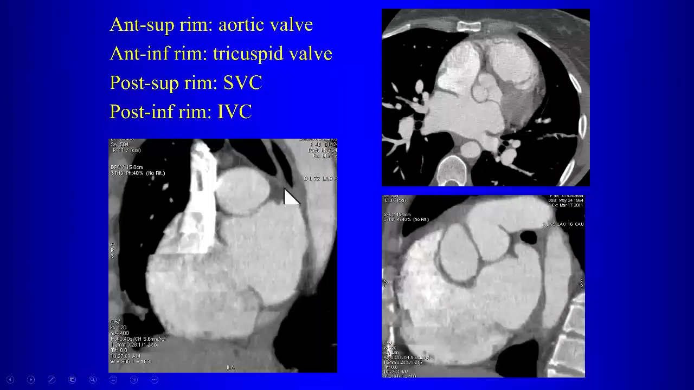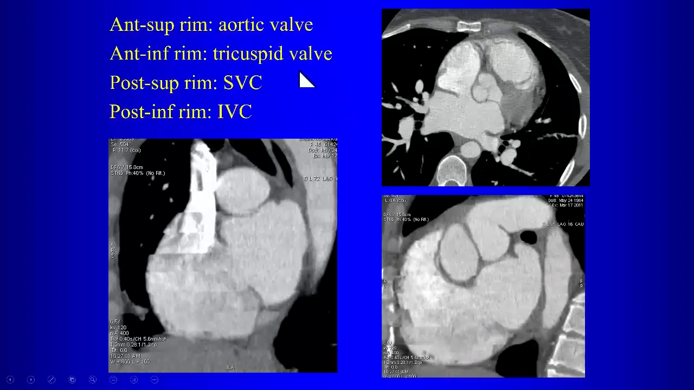All right? Now, the other thing we need to measure is the rims. So you need to find the rims of the atrial septal defect. There's an anterior superior rim near the aortic valve. This patient actually has a deficiency here. There's no rim here, which is a problem if you're going to place the device in this patient. So this patient would not be a good candidate for the device.